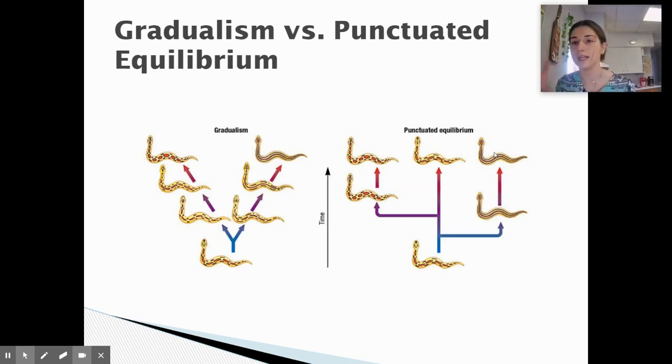Gradual means it happens over many generations, and it takes many generations for that change to occur. Here we can see it took 3 generations for gradualism, and it took 1 generation for punctuated equilibrium.